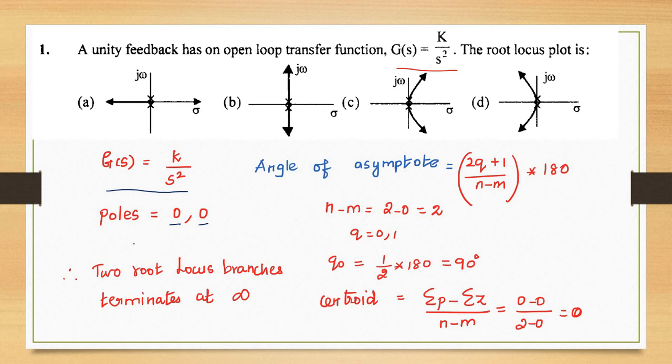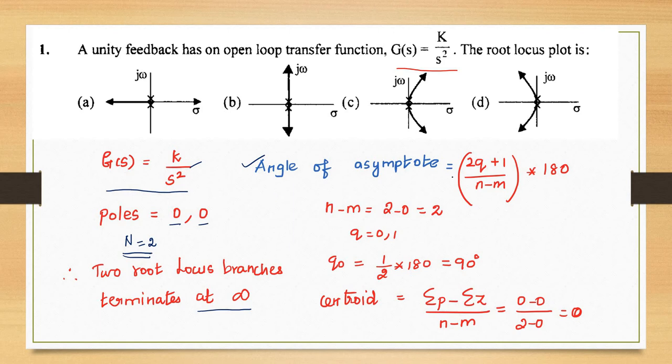Next, I am going to find out how many root locus branches there are for this transfer function. According to the number of poles, there may be 2 branches in the root locus. So, the number of branches in the root locus is 2. Here there are no zeros, so 2 root locus branches terminate at infinity. And next I am going to find out the angle of asymptote.